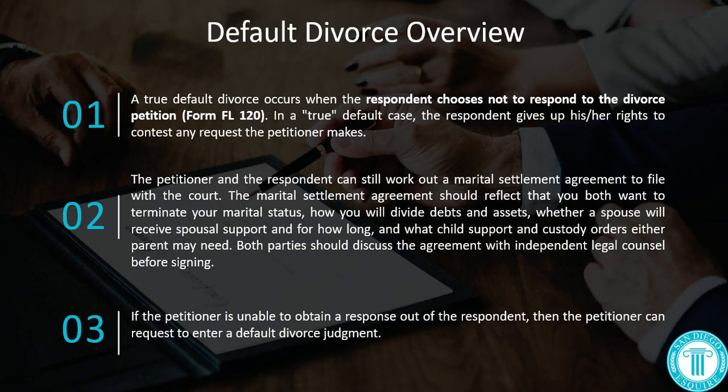So in a default divorce, if the respondent fails to provide a response within the statutory time, the petitioner can do one of two things. The first thing the petitioner can do is proceed and obtain a default divorce judgment. Or the second thing the petitioner can do is reach an agreement with the respondent, and both parties can enter into a marital settlement agreement, also referred to as an MSA, which details how they're going to divide debts, child custody, spousal support issues. Now, if you do go this route, definitely have it reviewed by independent counsel before having it signed in front of a notary.